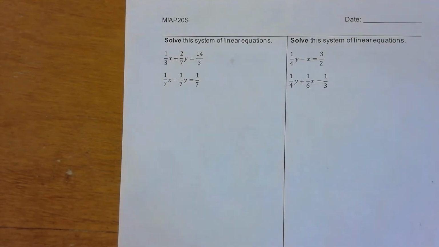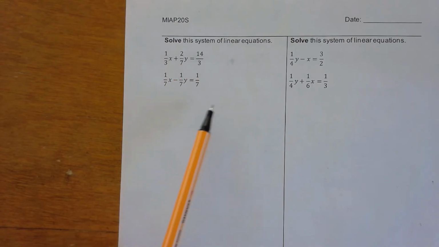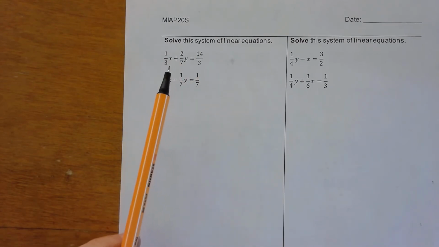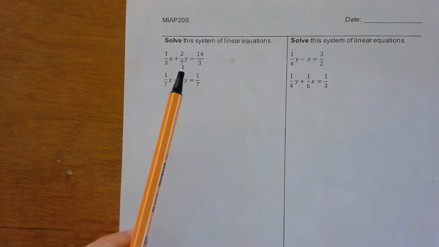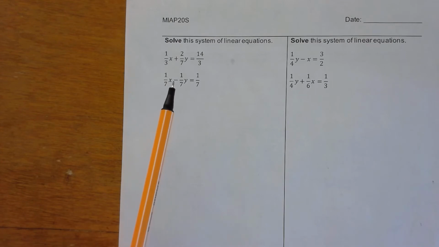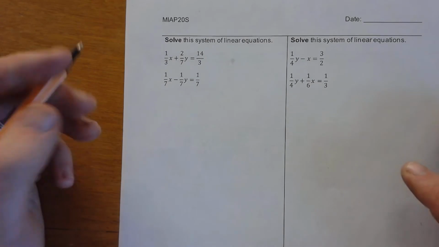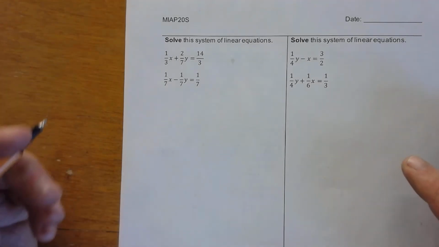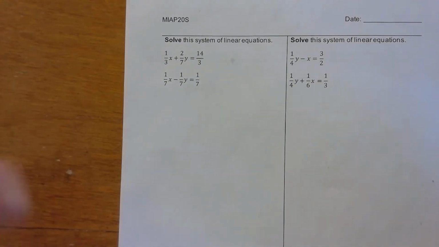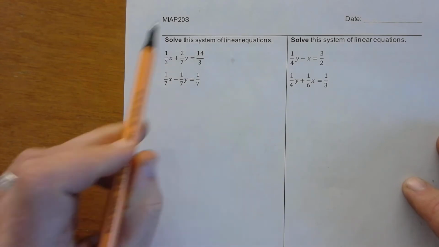When we flip to the back and get example 3 and 4, now we're dealing with fractions right in the question. So my first equation is 1/3 x plus 2/7 y equals 14/3. And my second equation is 1/7 x subtract 1/7 y equals 1/7. You can do these a bunch of different ways. You can keep them as fractions. You can convert them to decimals, although with the repeating decimal I wouldn't do that with this particular question.